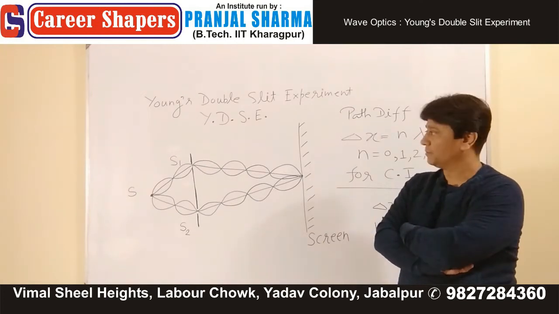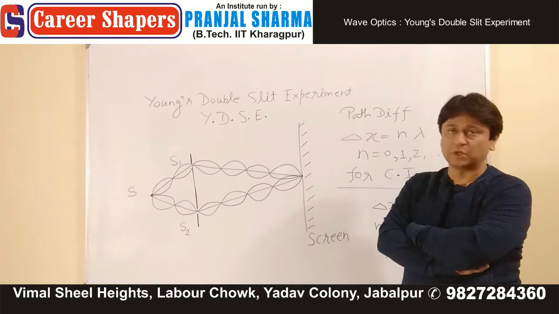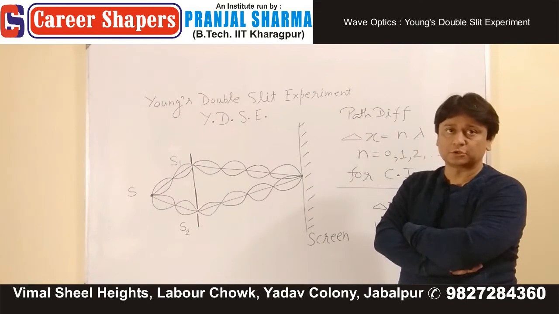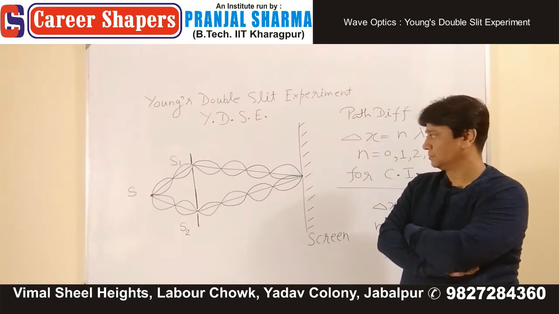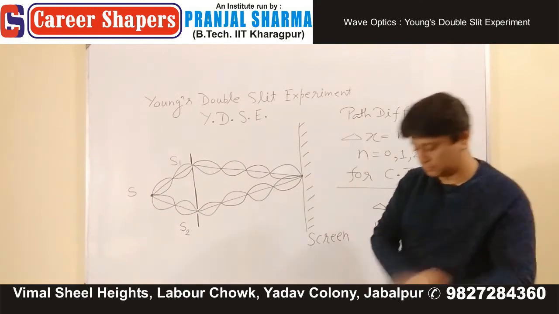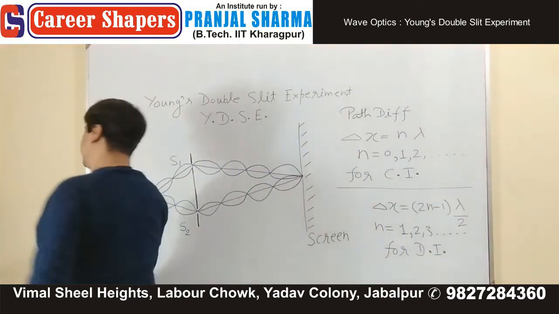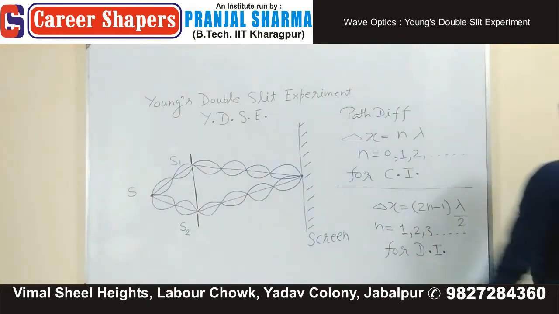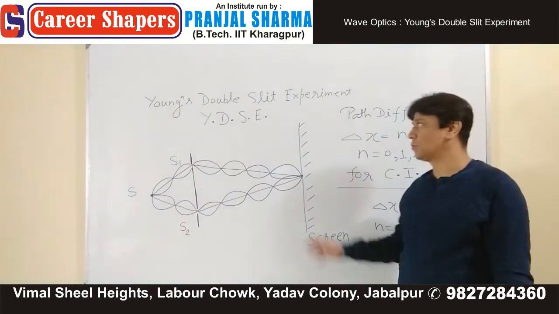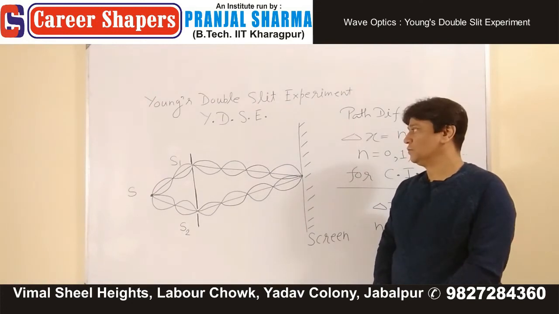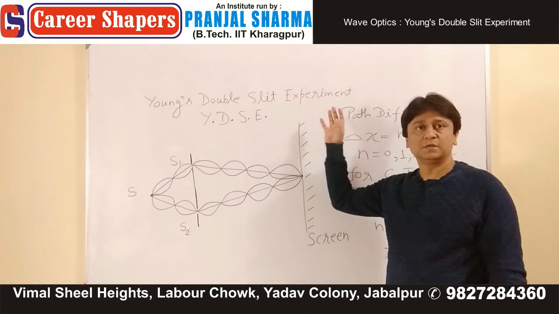And similarly, if S1 sends blue, then S2 also sends blue. This way, S1 and S2 become coherent sources. And this is the reason we use a double slit.